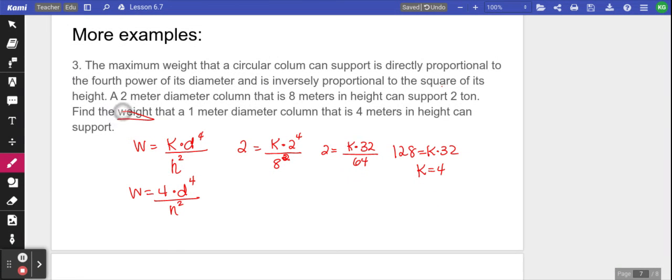Now, find the weight if you have a 1-meter column that is 4 meters high. So we would do W equals 4 times 1 to the 4th over 4 squared, equals 4 over 16, which is 1/4. 1/4 of a ton.